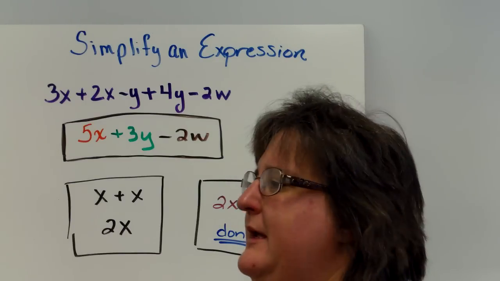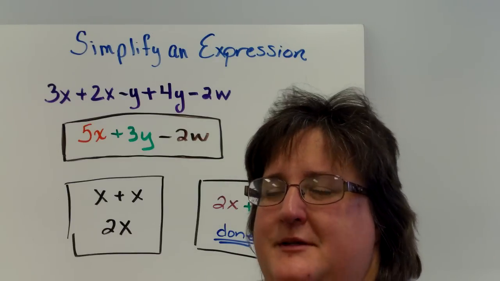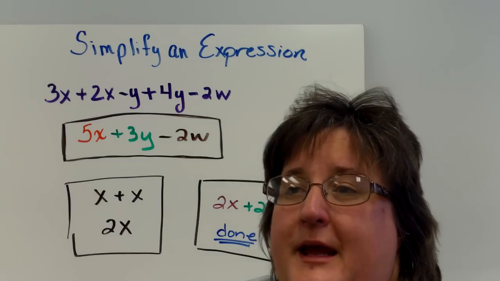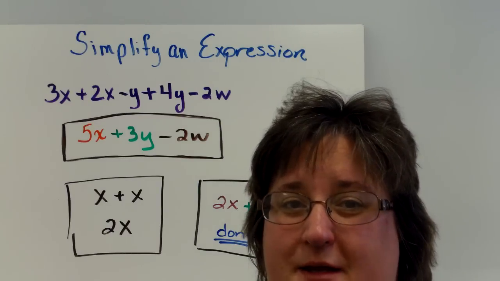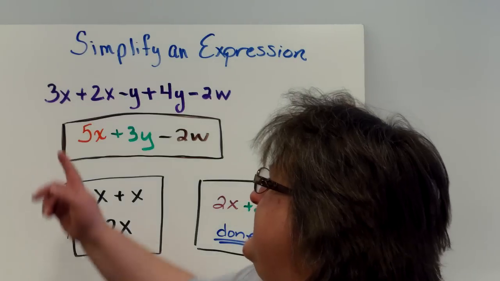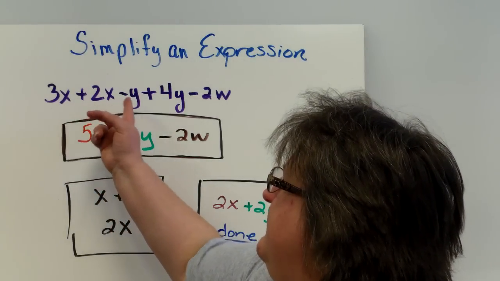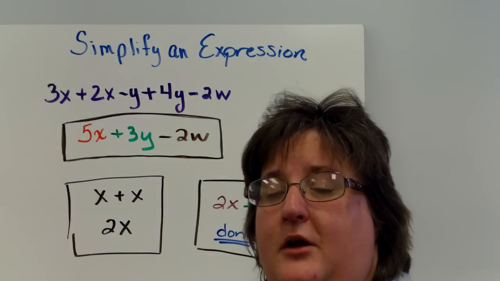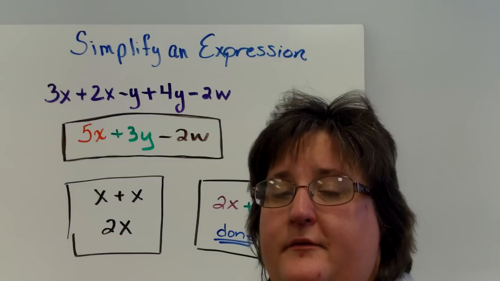And the idea of a term is the fact of what the last name is, the variable part. To be a like term, it has to have the same variable, and if there's exponents, it also has to be to the same power. Here's an example. 3x plus 2x minus y plus 4y minus 2w. Whew. Big long list of terms there.